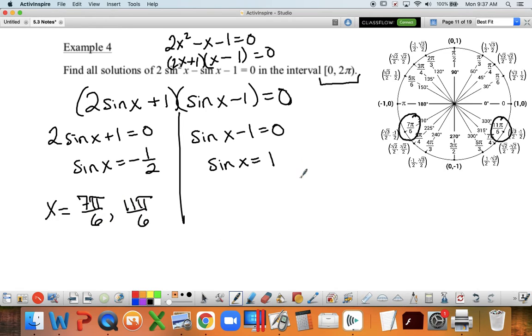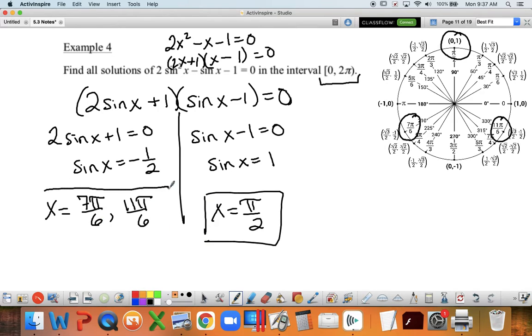The sine of x is equal to 1, so that happens up here and nowhere else. So I get x is equal to pi over 2. So these are the three solutions that work for the equation that was given to me. And if I wanted to, I could plug each of these in and verify that they do work correctly.